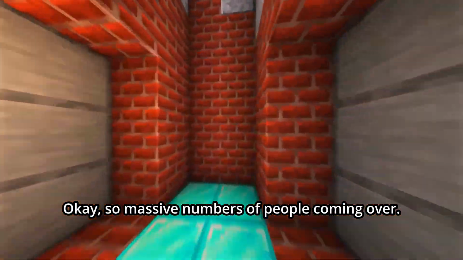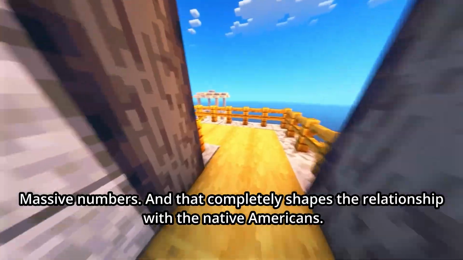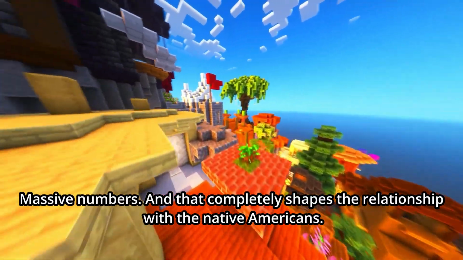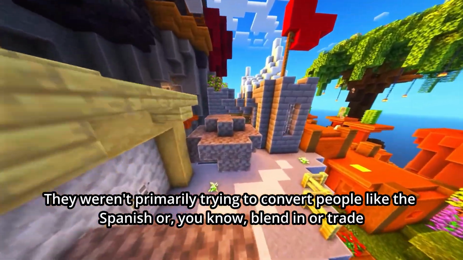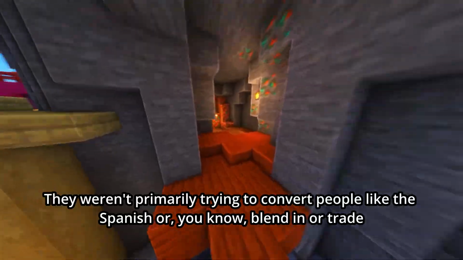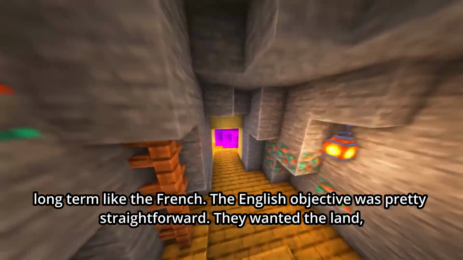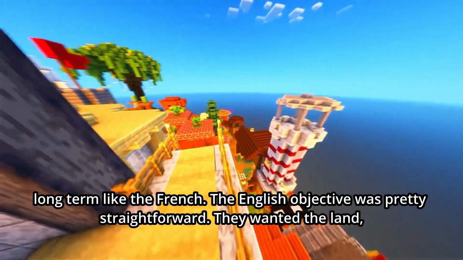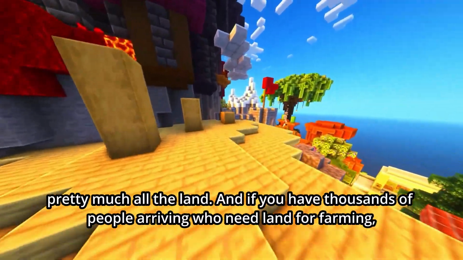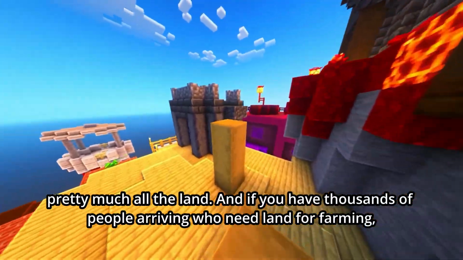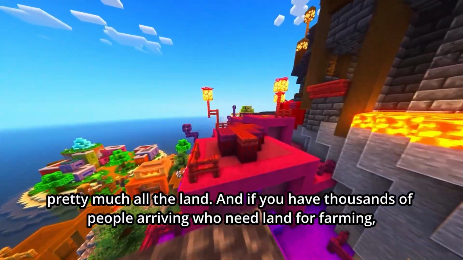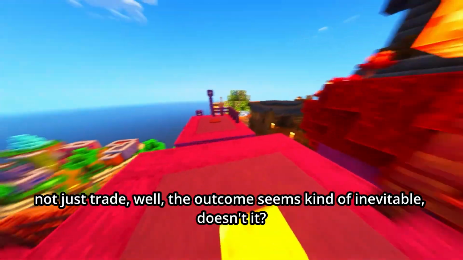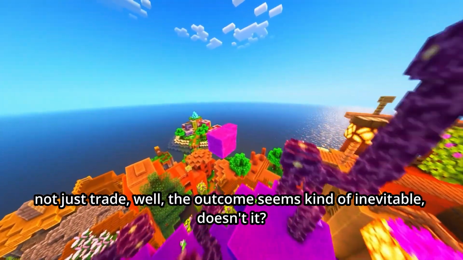Okay, so massive numbers of people coming over. Massive numbers. And that completely shapes their relationship with the Native Americans. They weren't primarily trying to convert people like the Spanish or blend in or trade long term like the French. The English objective was pretty straightforward. They wanted the land, pretty much all the land. And if you have thousands of people arriving who need land for farming, not just trade, well, the outcome seems kind of inevitable, doesn't it?